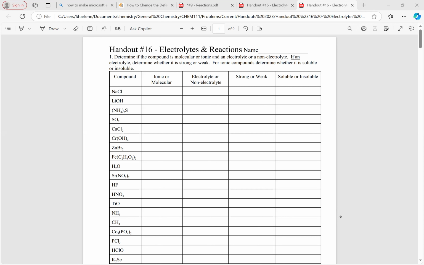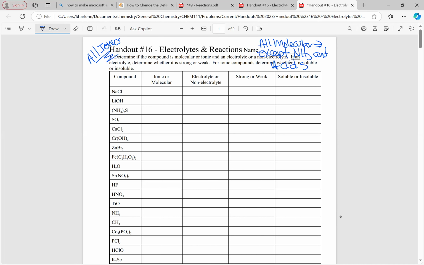All ionics are electrolytes. All moleculars are not electrolytes except ammonia, NH3, and acids. All right, that's going to be our mantra first. Is it ionic or is it molecular? Okay, so let's start with this first one, sodium chloride.